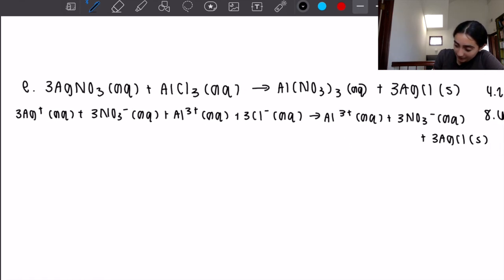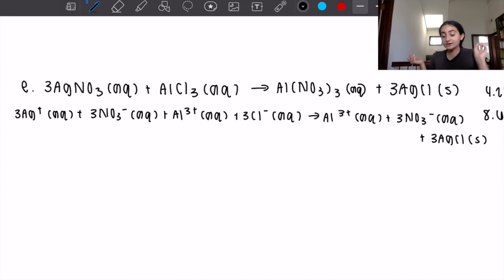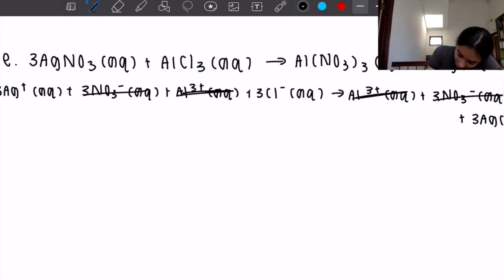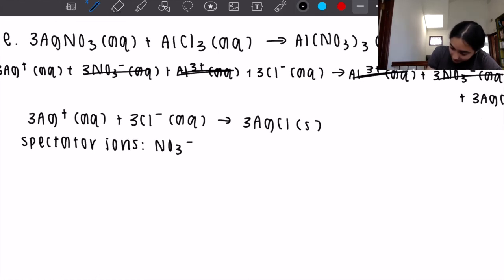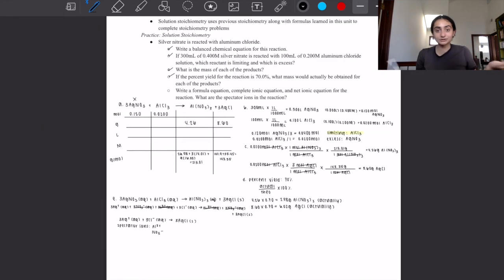And then for our net ionic equation, we want to figure out which ions are in their ion form on both sides. And that would have to be aluminum and nitrate. So for our net ionic equation, I'm going to write 3Ag+ plus 3Cl- is going to yield 3AgCl, which is our precipitate. Our spectator ions are going to be Al3+ and NO3-.